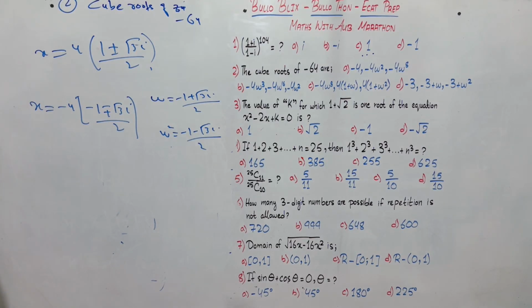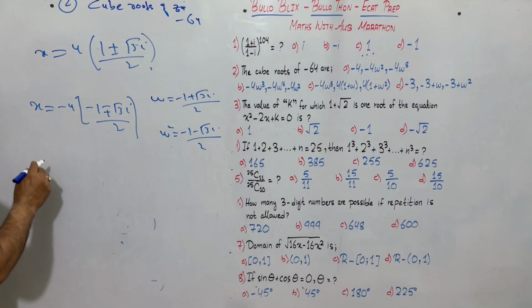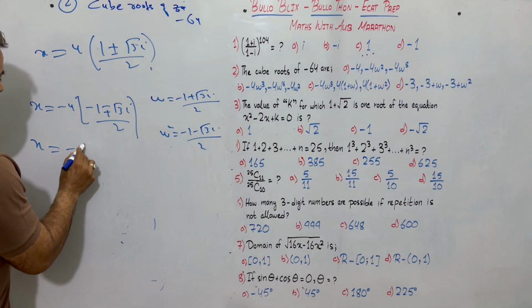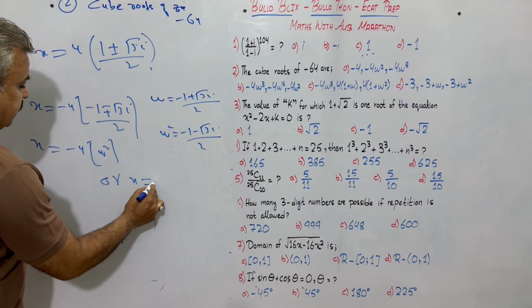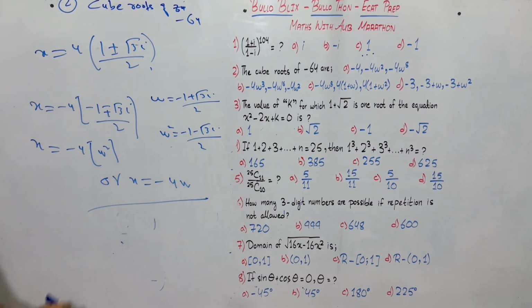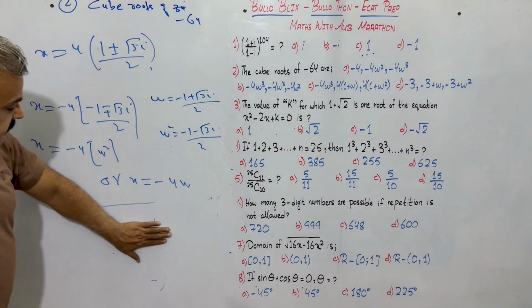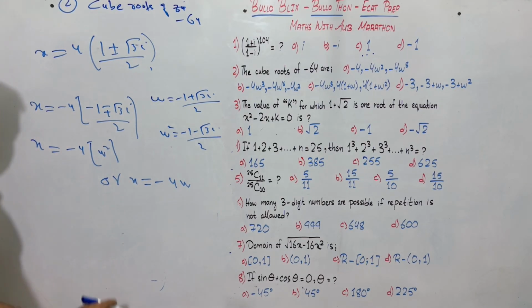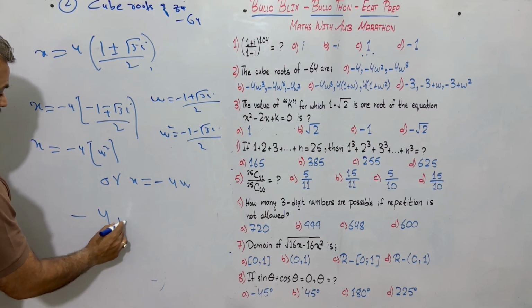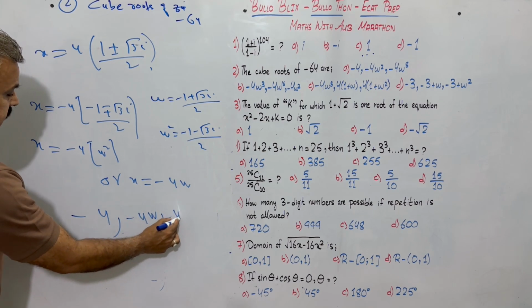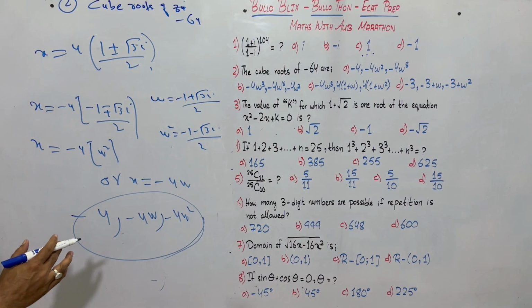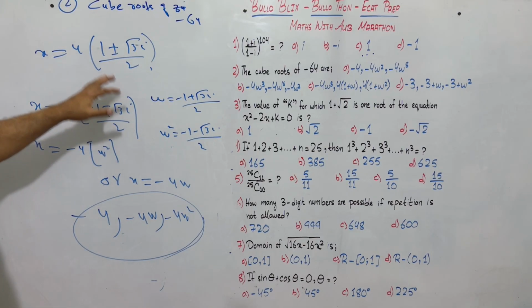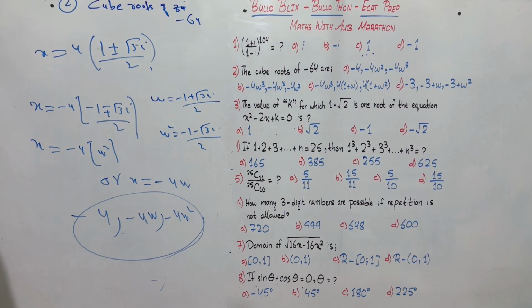So we have managed the cube roots of unity. One is omega, the other is omega squared. So x is equal to minus 4 omega, or x is equal to minus 4 omega squared. So we have the final cube roots of negative 64: minus 4, minus 4 omega, and minus 4 omega squared. By the very definition, we have taken the long route in order to simplify this concept.